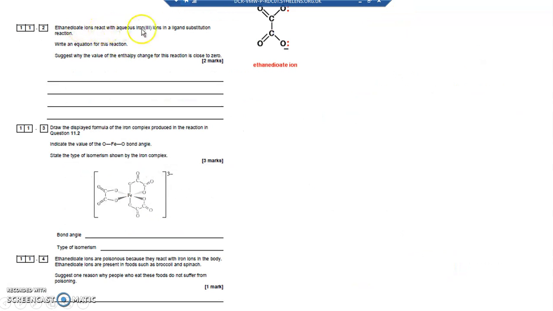Ethane dioate ions, we know that the C2O4 2 minuses, so we know what they look like, and they look like that: CC, double bond O, O minus, and another O minus, and each of the O's have got a pair of electrons on them. That's what it looks like. It's probably worth remembering what an ethane dioate ion looks like.